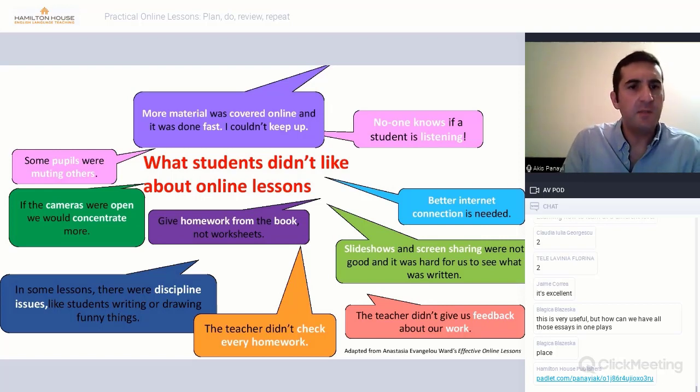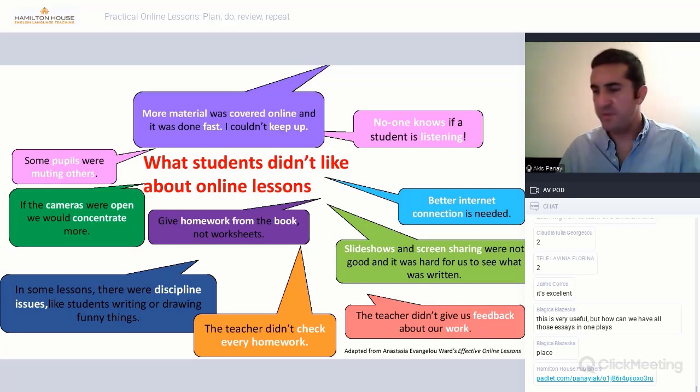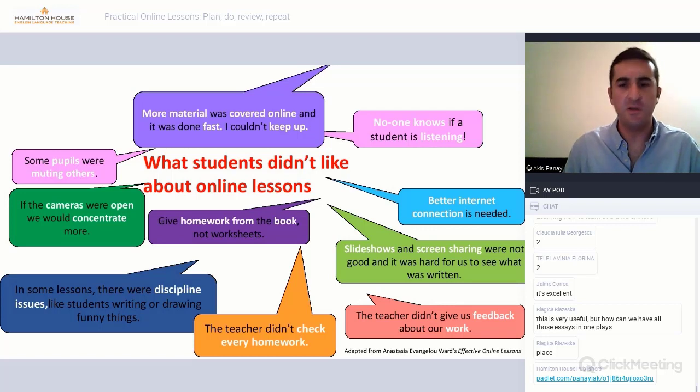Another student said, in some lessons, there were discipline issues like students writing or drawing funny things. I'm sure most of you can relate to this one. If the cameras were open, we could concentrate more, another student said, and that is also true. If the cameras are open, then the students concentrate more and they do pay more attention. However, be careful with having the cameras on because different countries and different schools have different regulations regarding cameras.